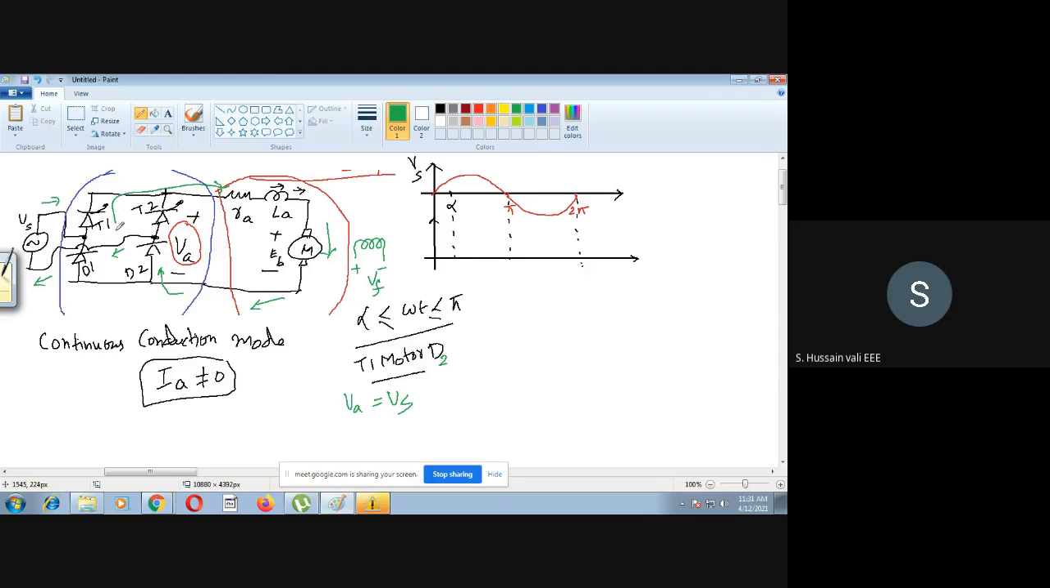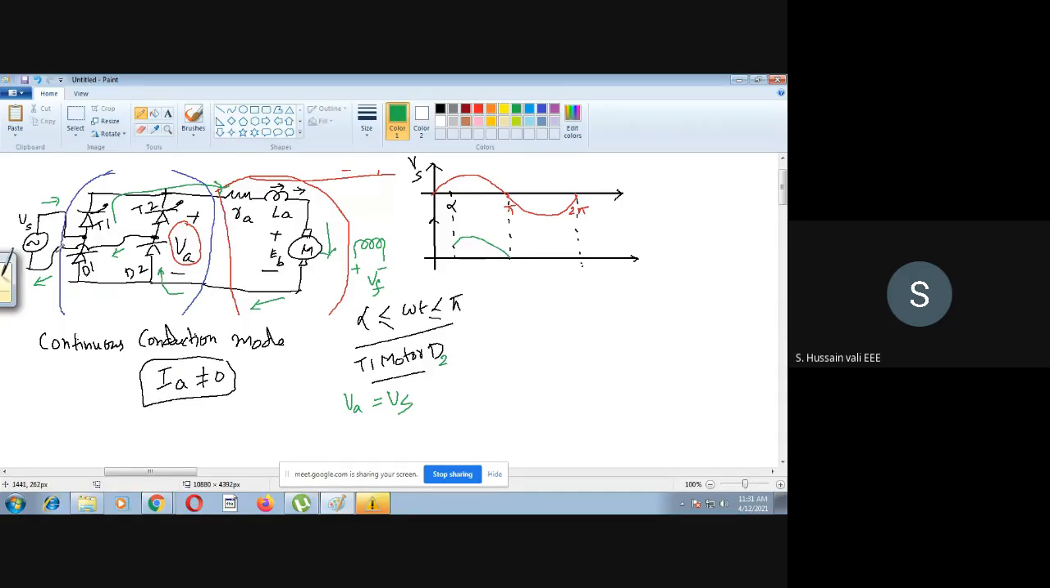This is very much the same as the previous explanation for the discontinuous conduction mode. So I will draw the waveform of VA for the first interval, that is from alpha to pi. So at pi, what is supposed to happen? At pi, the supply voltage becomes negative.